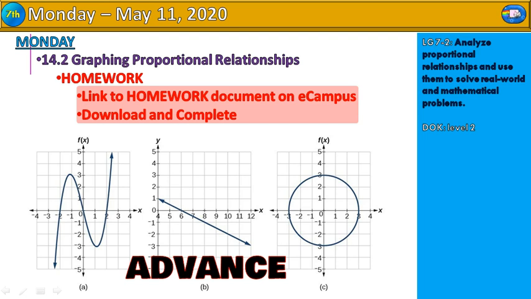In Monday, May 11th lesson, we're going to discuss graphing proportional relationships. Take a look at the graphic and take a look at how the graphs look. Which one of these is proportional, meaning a constant rate of change? Let's investigate and interpret these before we go into the homework.